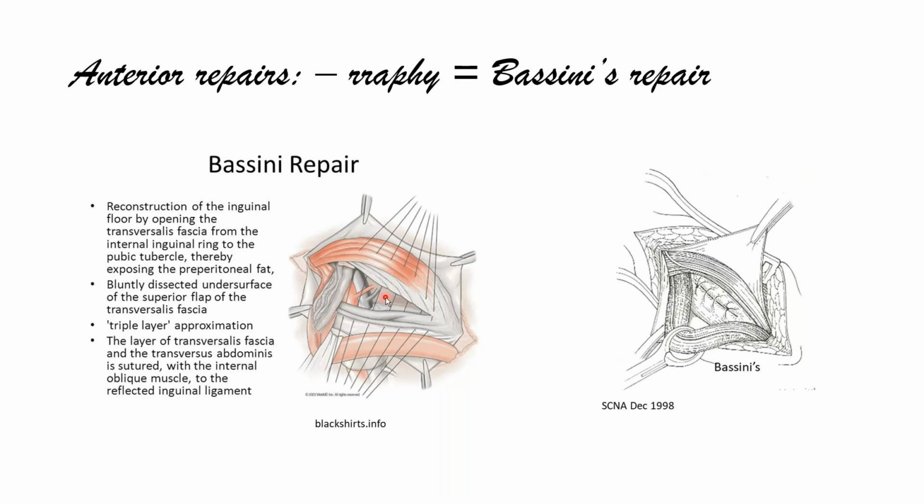One of the most common methods of repair is still Bassini's repair. It's a triple layer approximation. What is the triple layer? You talk internal oblique, transversus abdominis, and transversalis fascia. Three layers to be approximated to the inguinal ligament. That is the Bassini's repair for you.